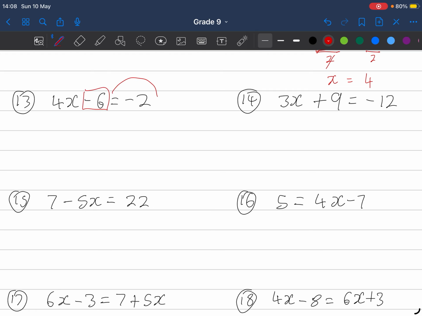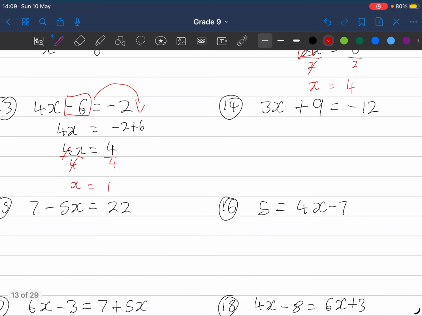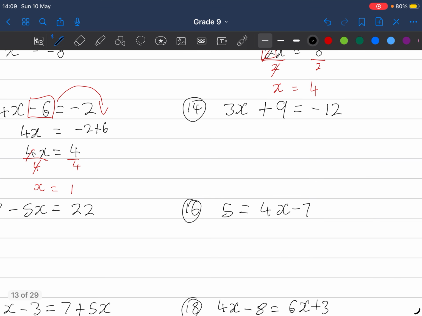Treat this first. So if I take that across, I'm going to have 4x equals to minus 2 plus 6, which is going to be equal to 4. And then I'm going to divide both sides by 4. And x is equal to 1. Remember that those 4's cancel. Alright? Okay. Perfect. Let's go again.